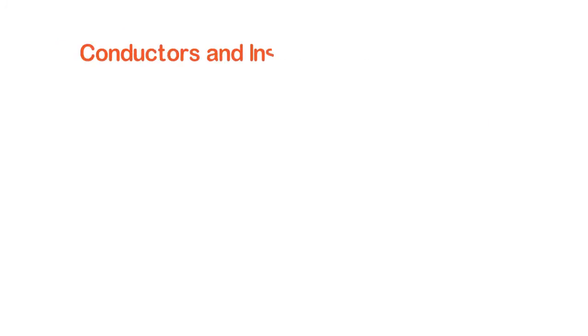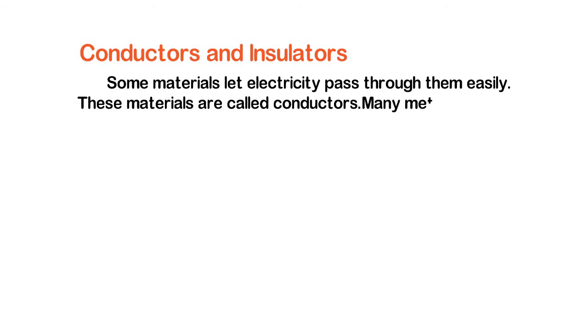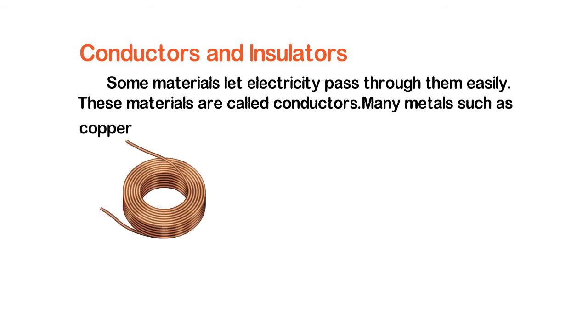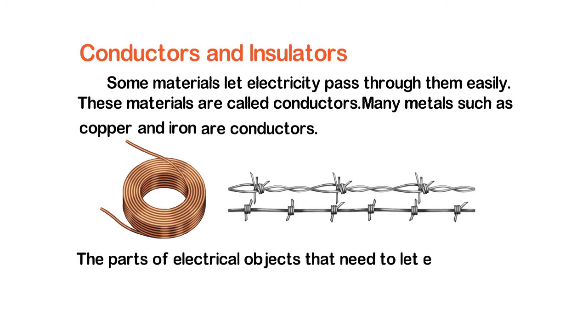Conductors and insulators. Some materials let electricity pass through them easily. These materials are called conductors. Many metals, such as copper and iron, are conductors. The parts of electrical objects that need to let electricity pass through are always made of metal.